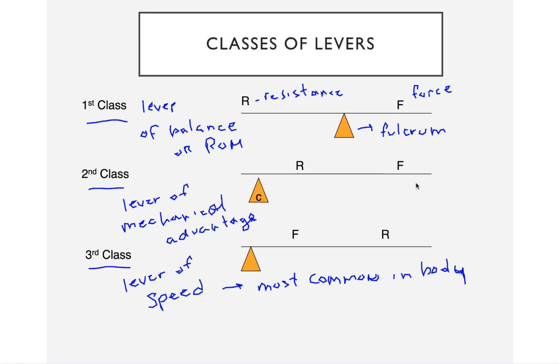So, three classes of levers. First class lever, we think about balance, always think about a teeter-totter, and range of motion. Second class lever, we think about mechanical advantage. We don't have a lot of them in the human body. We can use that example of the toe raise. The jaw, we don't talk about those muscles, but the jaw can work as a second class lever. And we think about mechanical advantage, a lot of force applied. Third class lever, of speed, most instances in the human body.